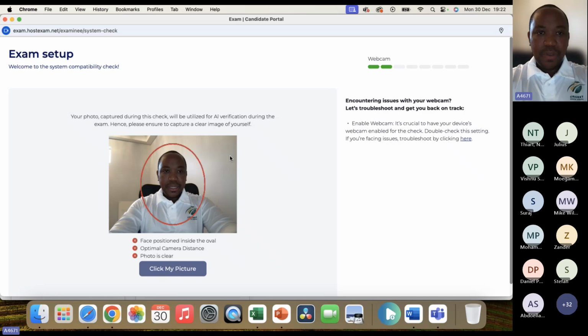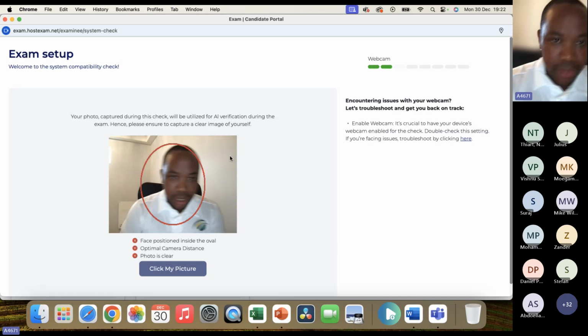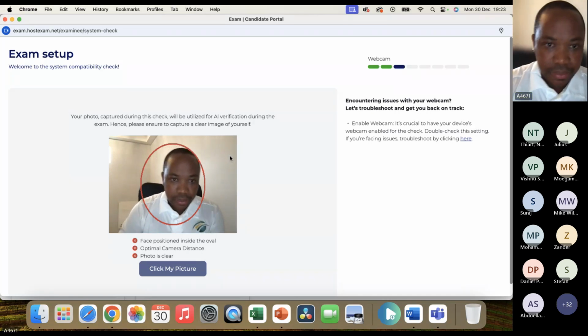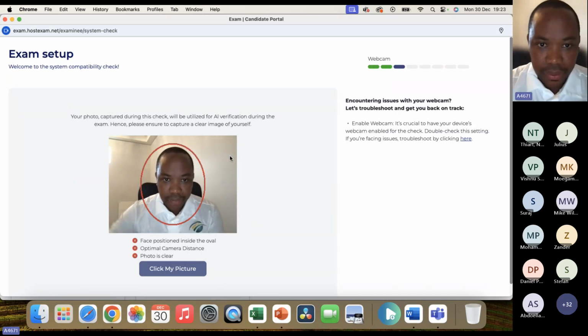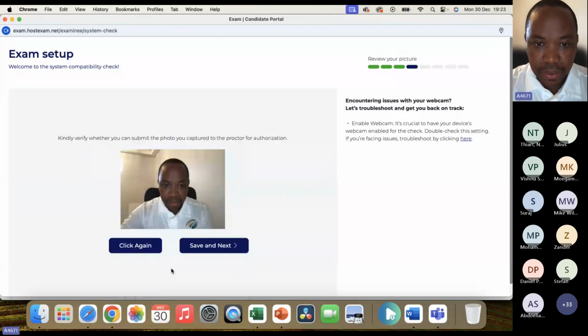It says your photo captured during this check will be utilized for artificial intelligence verification during the exam. Please ensure to capture a clear image of yourself. Your face must be positioned inside the oval, optimal camera distance, and the photo must be clear. I'm just going to come slightly closer to the camera, and then I'm going to click my picture.